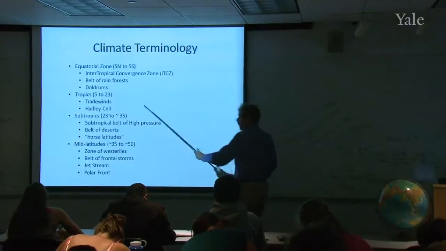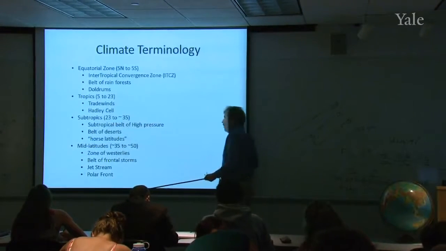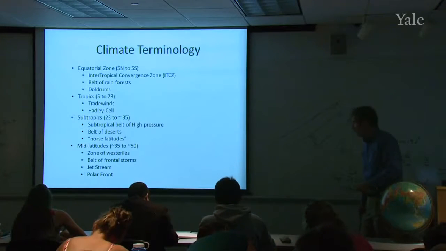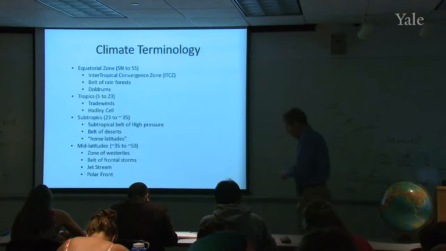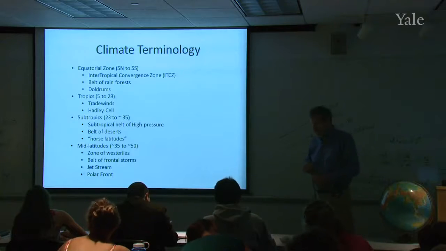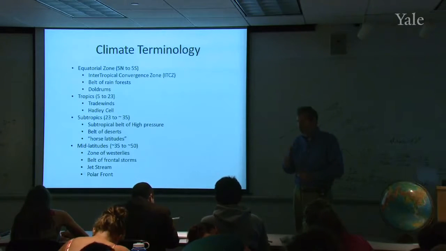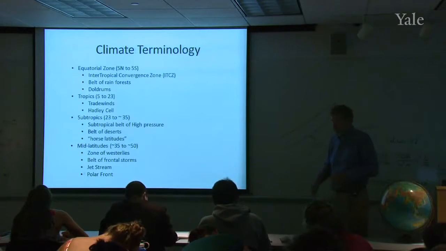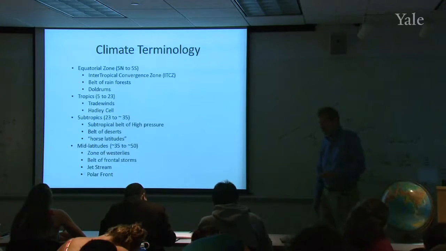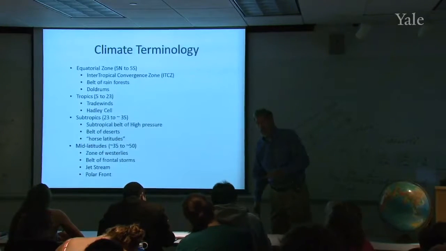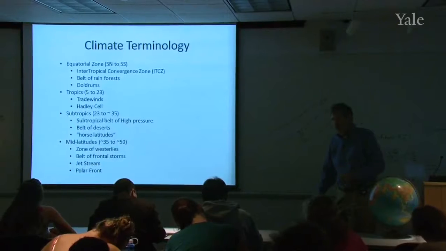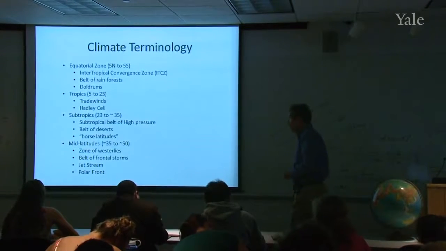This word doldrums you'll often find sometimes in the scientific literature, sometimes in the broader literature. It refers to a region over the oceans where the winds are usually very weak. And that's because you're right in between these two trade wind zones. So in the early days, when the sailors were trying to travel across the equator, they would often become becalmed in this zone, and the name doldrums came from that experience.